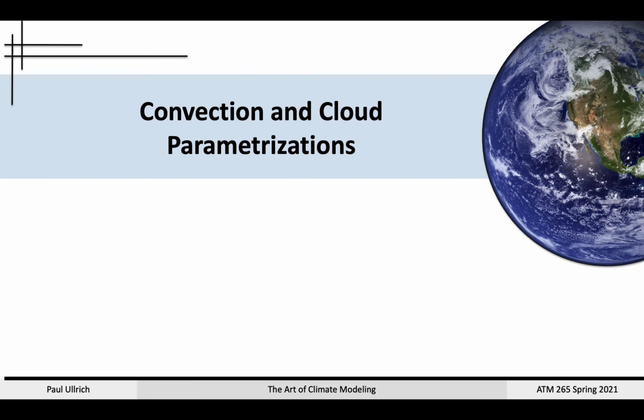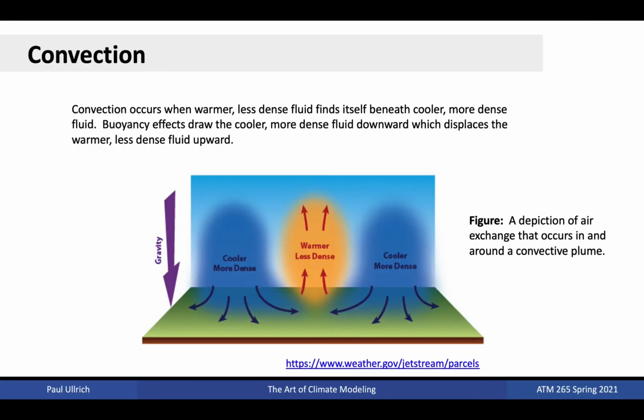As with turbulence, these parameterizations are highly sensitive to the model grid spacing, since both convection and clouds can be present in the simulation at or near the grid scale. Because of their potential to behave very differently depending on the resolved scale, care must be taken in their design and employment. In the atmosphere, convection occurs when warmer, less dense fluid finds itself below cooler, more dense fluid.